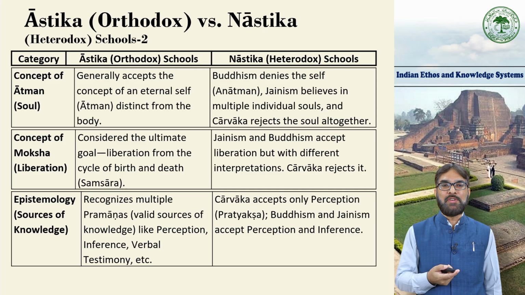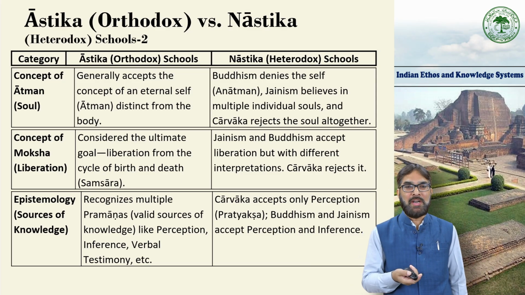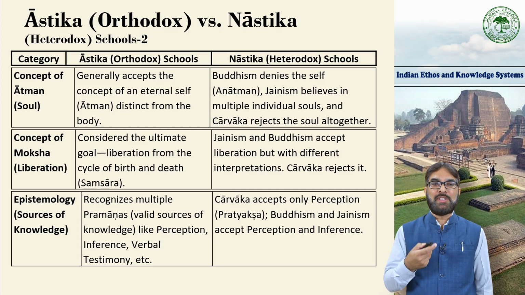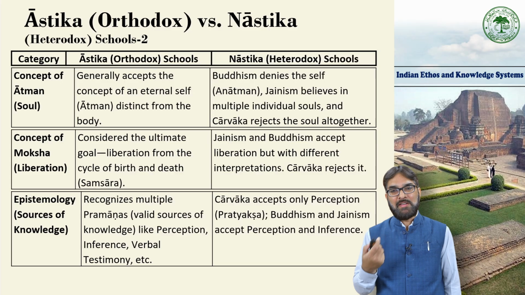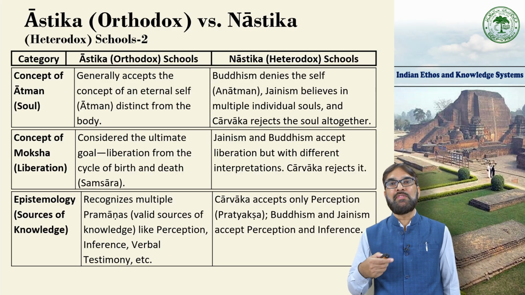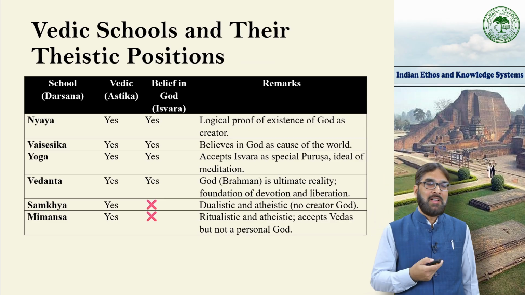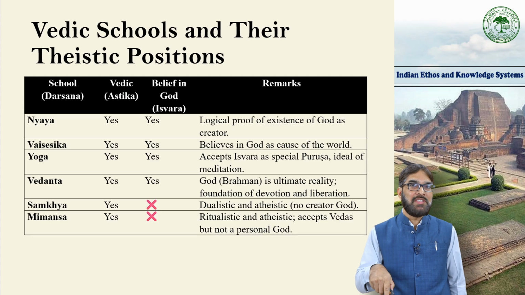Epistemology, sources of knowledge: the Astik school recognizes multiple pramans, Vedic sources of knowledge like perception, inference, verbal testimony. But among Nastik schools, Charvaka accepts only perception, while Buddhism and Jainism accept both perception and inference. On the pattern of Astik and Nastik, whether they are believers in God or not.